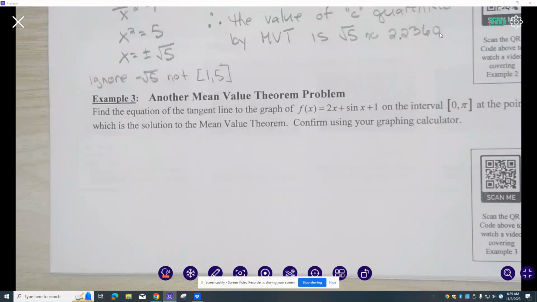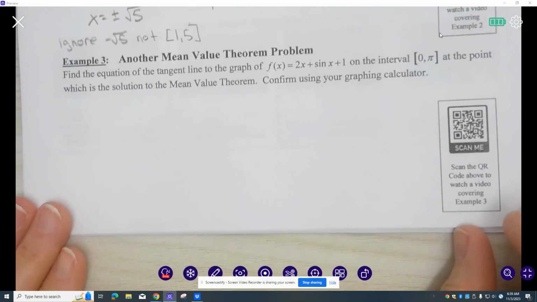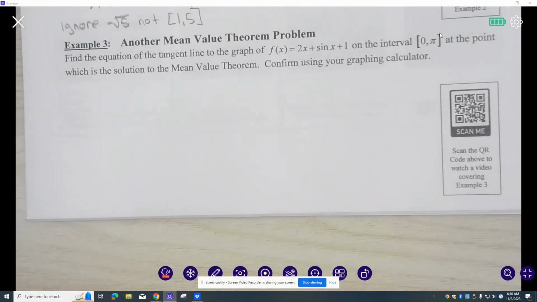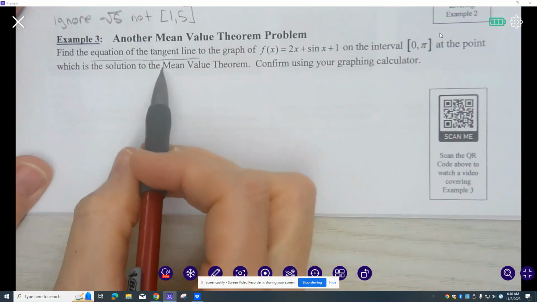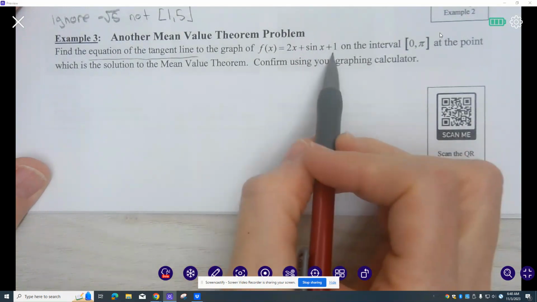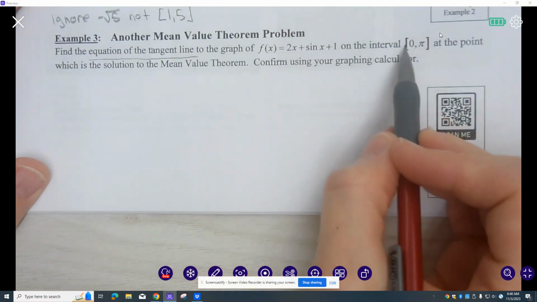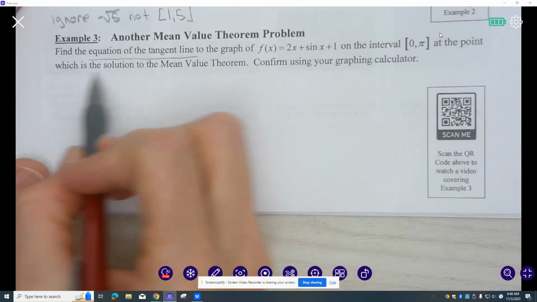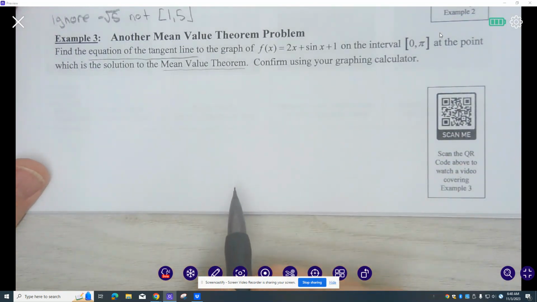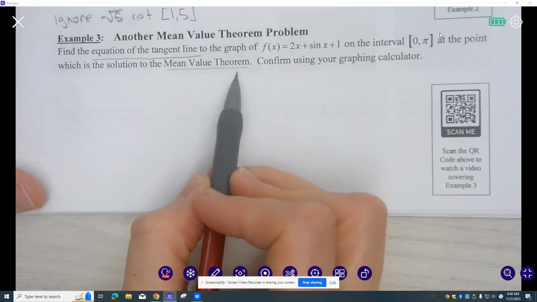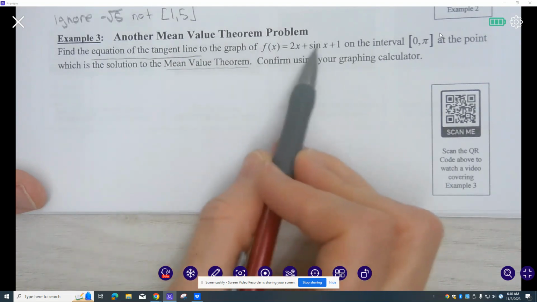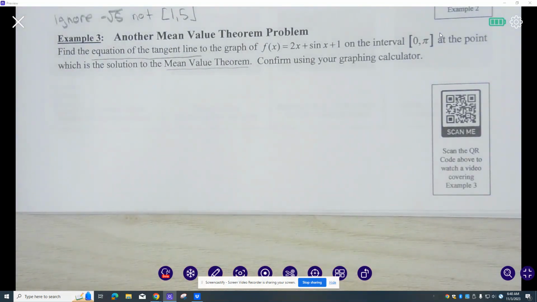This is the second video for section 5.1, which is mean value theorem, and we are on example 3. So example 3 says, find the equation of the tangent line. So we need a point and a slope to write an equation of a tangent line of this function on the interval 0 to pi at the point which is a solution to the mean value theorem. So we're going to first find the x value, or the c, that satisfies the mean value theorem, and then use that to write our equation of our tangent line.